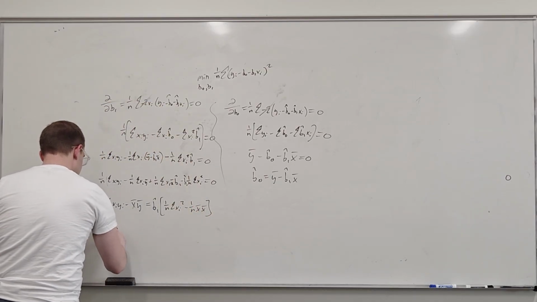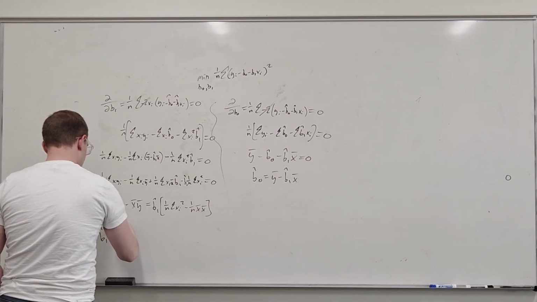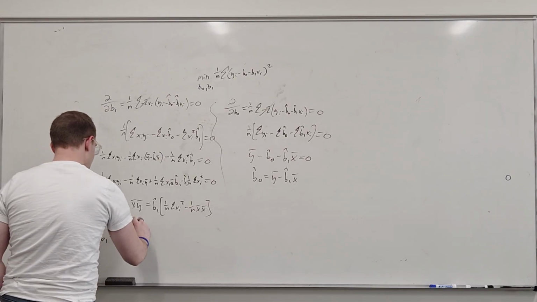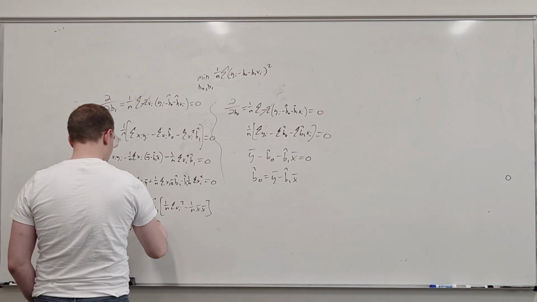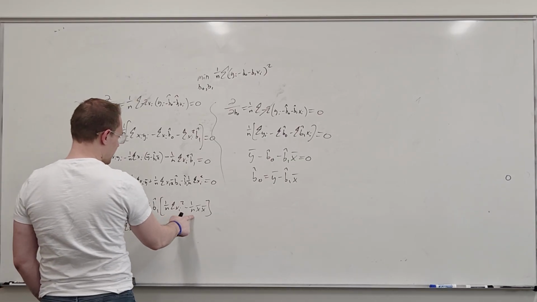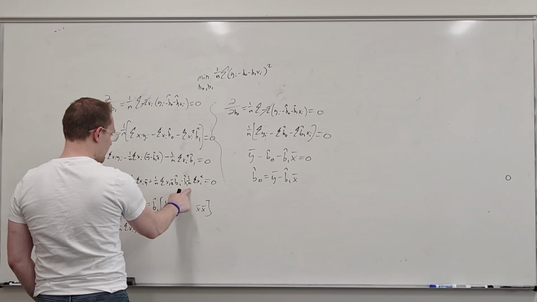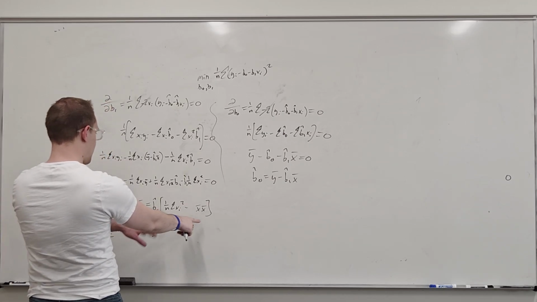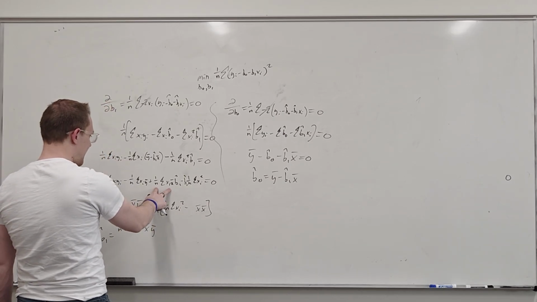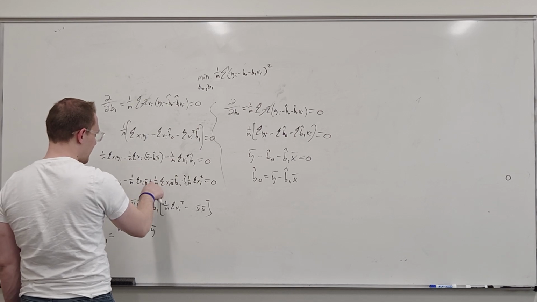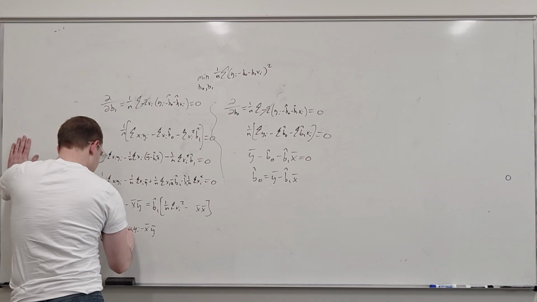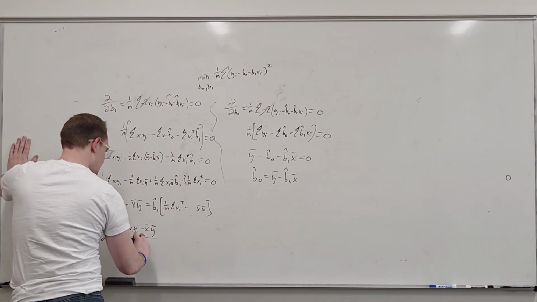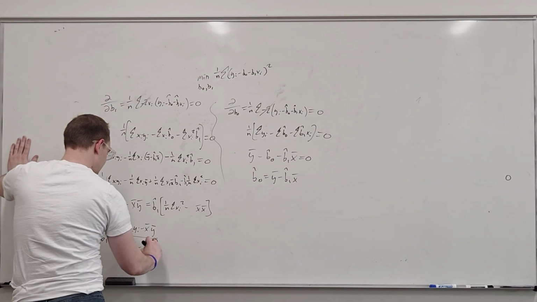b hat 1 is going to give me 1 over n, sum of my xi yi's, minus x bar y bar. Oh, I kept this 1 over n in here. I shouldn't have. 1 over n, sum of my xi's is x bar. So that 1 over n disappeared. It's x bar. That's just what it is. So I have this over 1 over n, sum of my xi squareds, minus x bar squared.